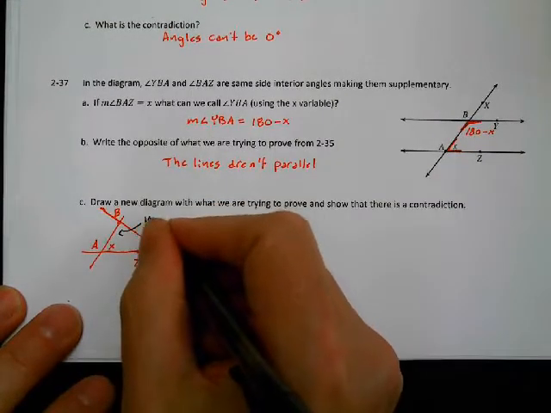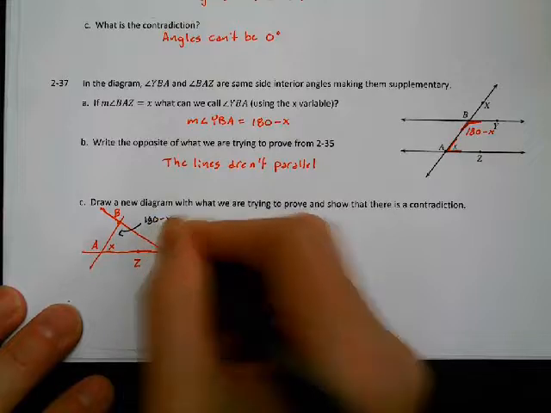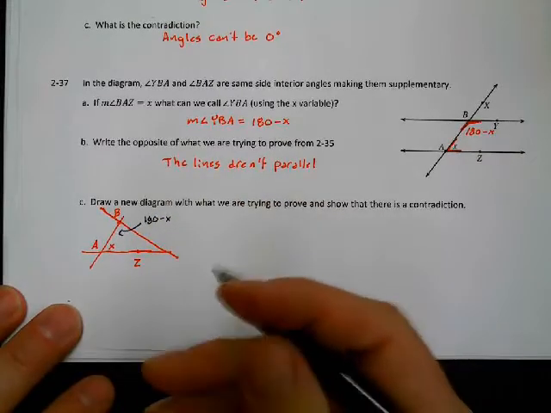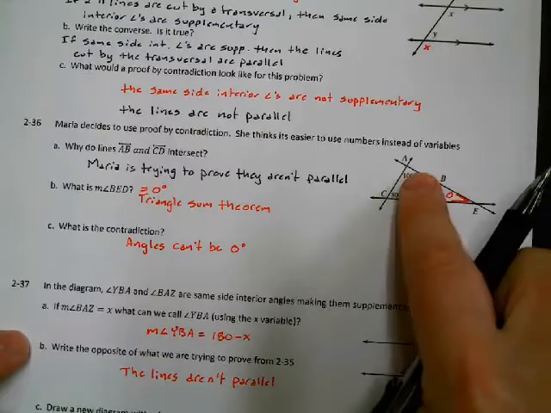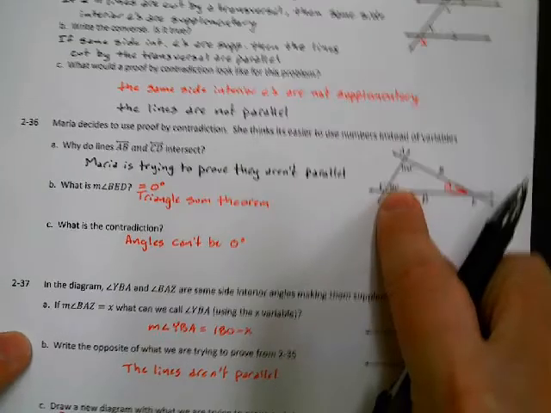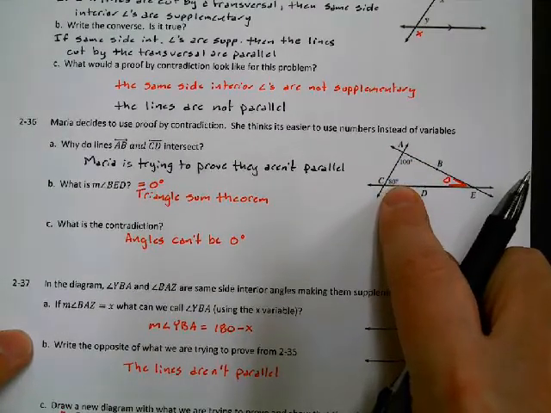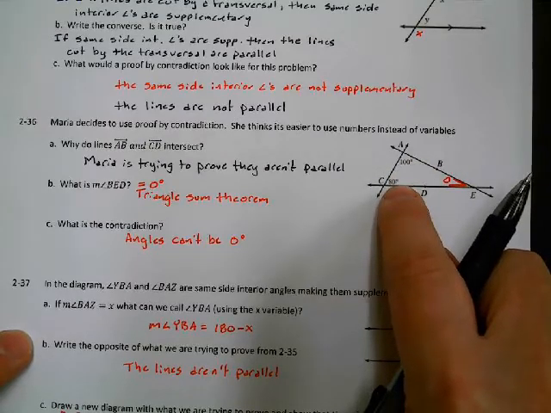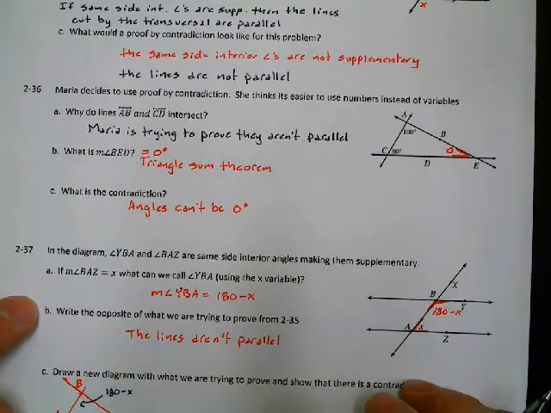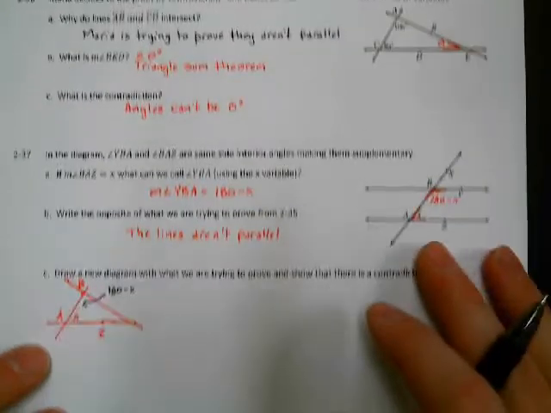Now remember, we're using variables just to show that it works all the time. On the previous problem, we used two angle measurements, 100 and 80. Really, all we proved with this one is that it doesn't work for angles that are 180. So what if you had other angles like 110 and 70? Does it still work for those? So when you use variables, you're showing that it always works all the time.